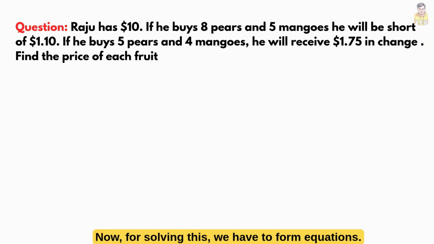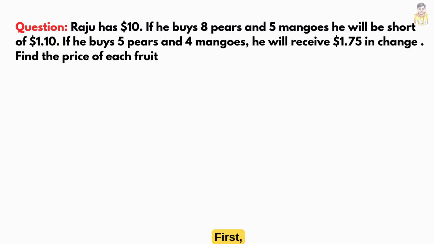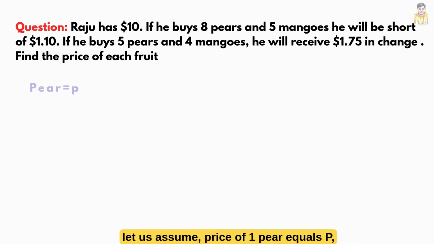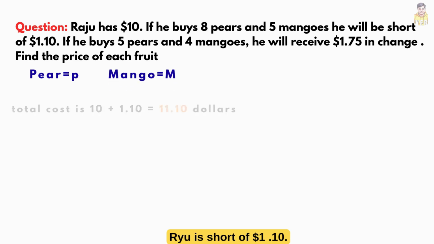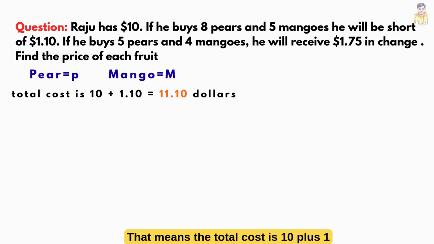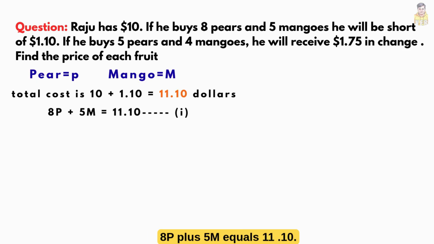Now, for solving this, we have to form equations. First, let us assume the price of 1 pear equals P, and the price of 1 mango equals M. Now, in the first condition, Raju is short of $1.10. That means the total cost is 10 plus 1.10 equals $11.10. So, the first equation will be 8P plus 5M equals 11.10.